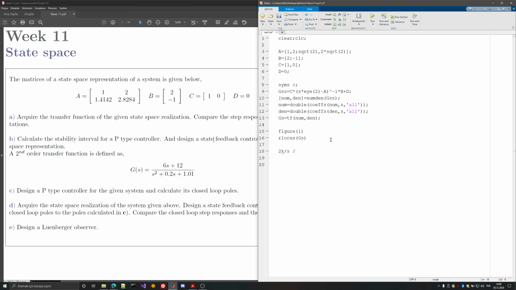and the closed loop using this will be this divided by 1 plus 2 times k divided by s. So if you multiply with s, the numerator will be 2k, and the denominator will be s plus 2k. If you want to place a pole at -1, you need a gain of 0.5. Right, let's do that.